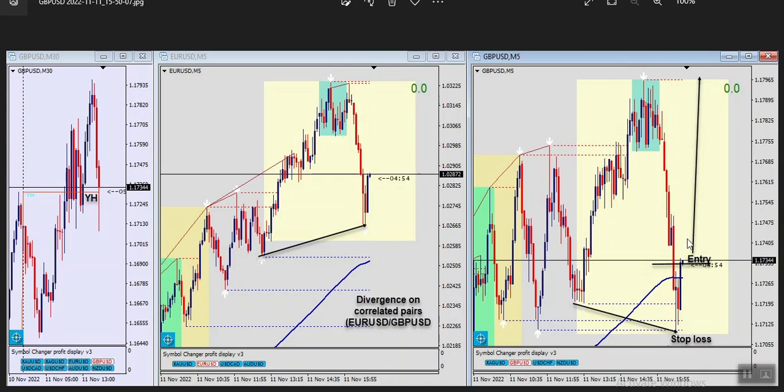So this is the entry. As you can see, what I wrote here, divergence on correlated pairs, EURUSD, GBPUSD. If you look at here, GBPUSD was above yesterday's high. That is why I went for it, and it is rejecting from my support line. But here EURUSD didn't get to the support, so I didn't take EURUSD.